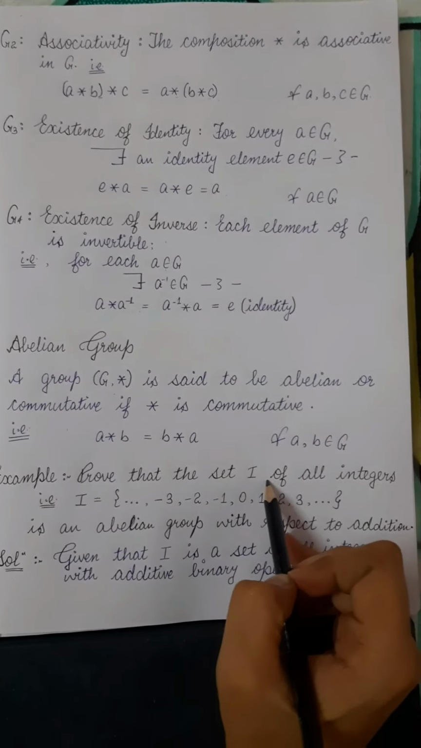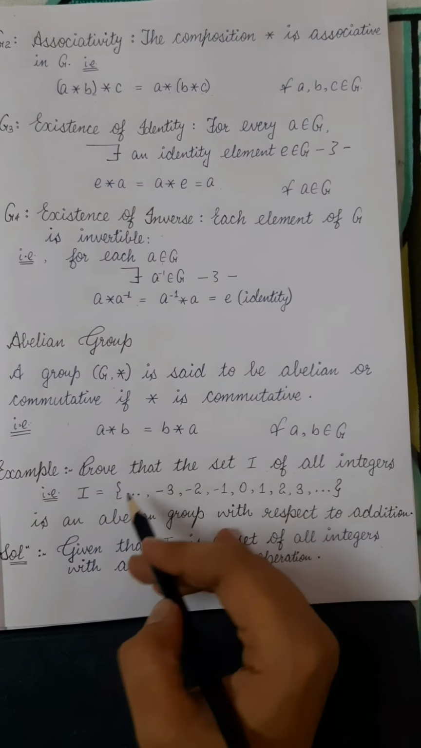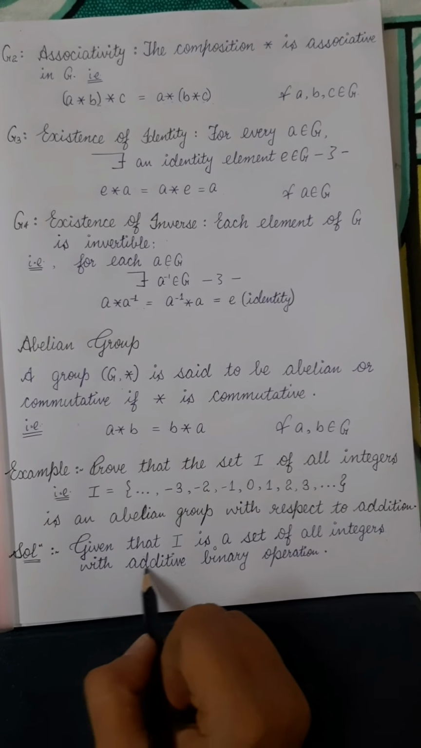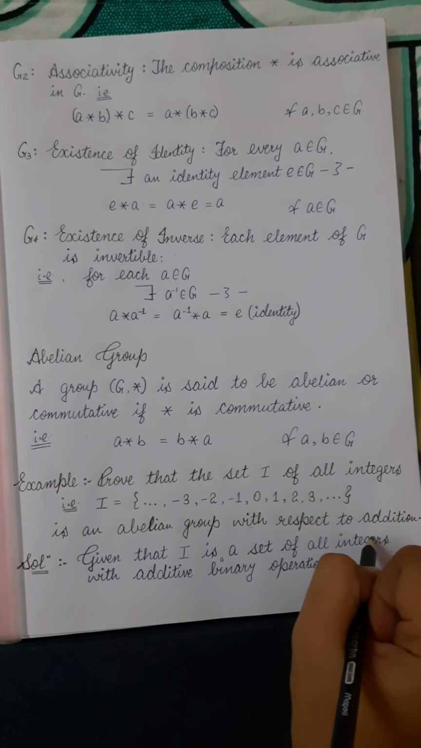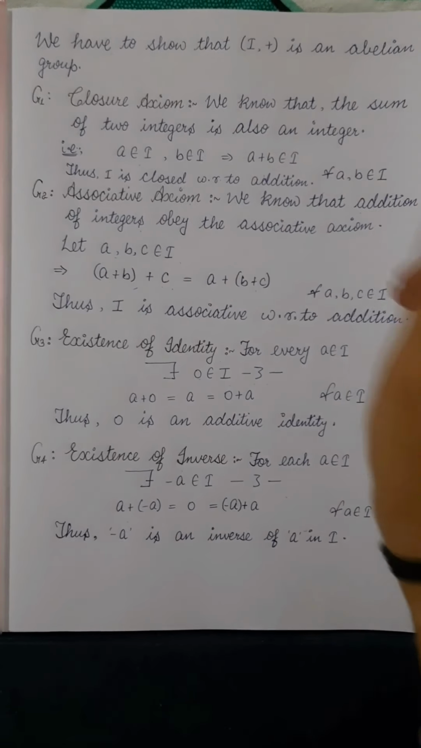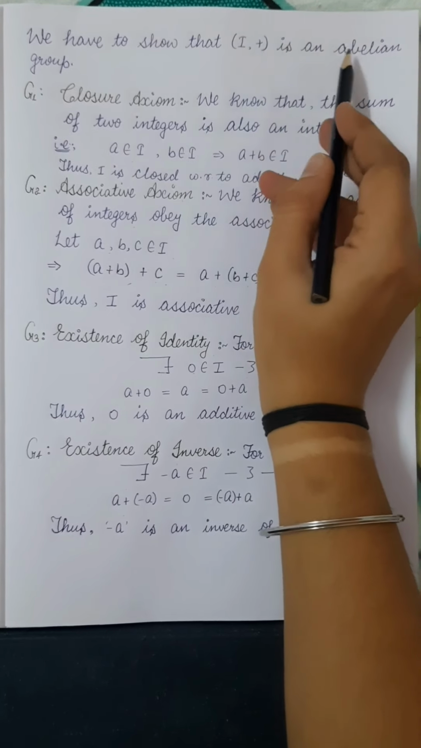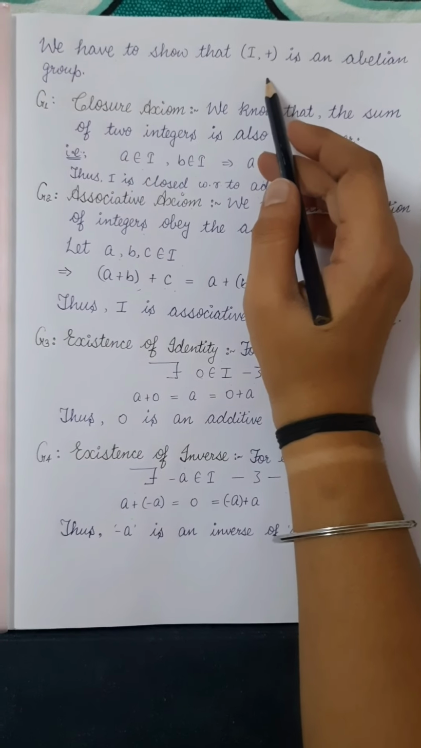We have to prove that the set of integers I is an abelian group with respect to addition. Here, I is the set of integers with the additive binary operation. Now, we have to prove that the algebraic structure (I, +) is an abelian group. So, we have to prove the following axioms.